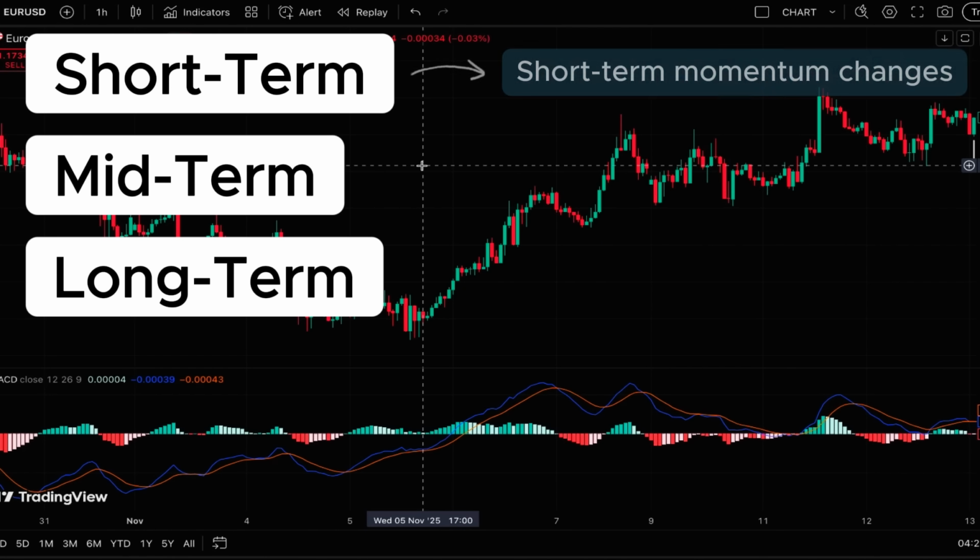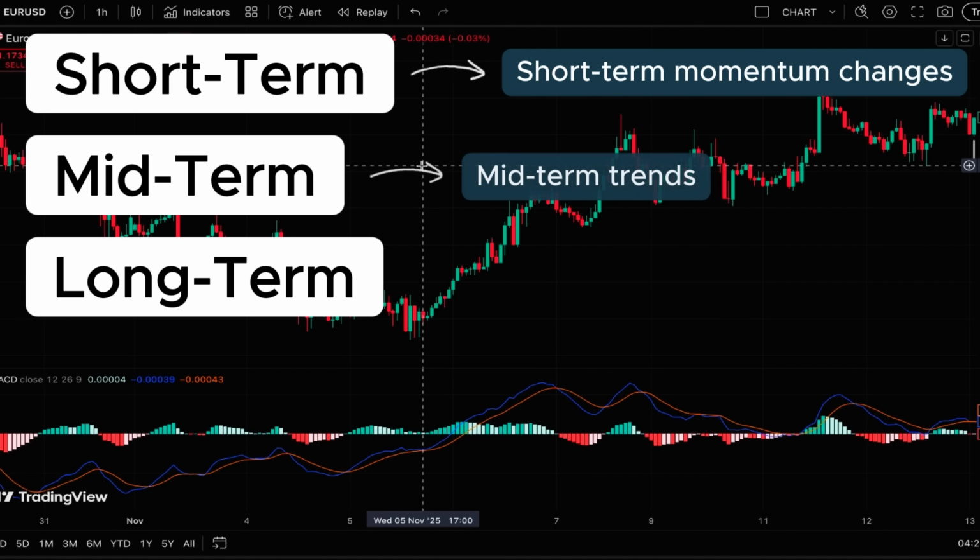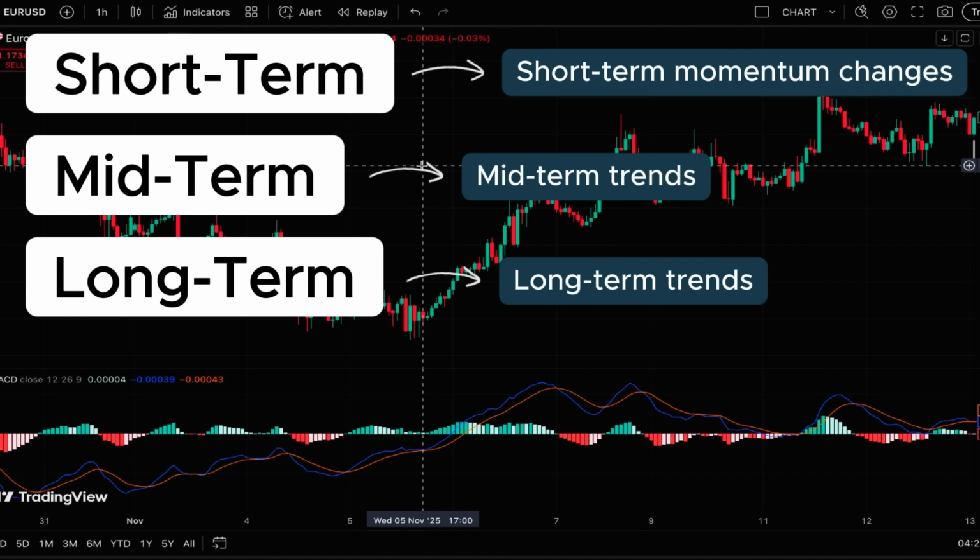So short-term here means short-term momentum changes that are happening in the market. Mid-term means larger swings of the price inside a trend, which we can also call a mid-term trend. And long-term here means the longer-term trend of the market, in which the price is generally moving in that direction.